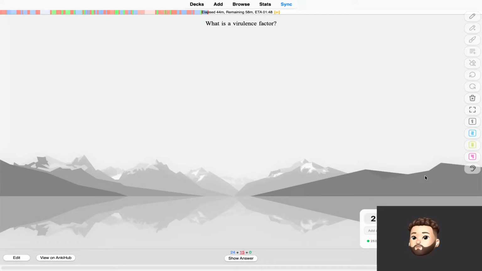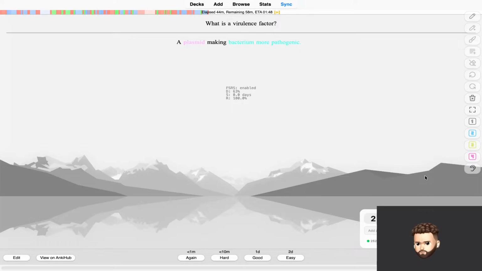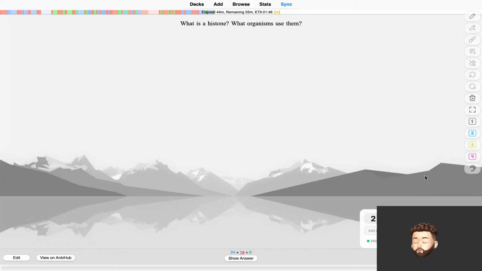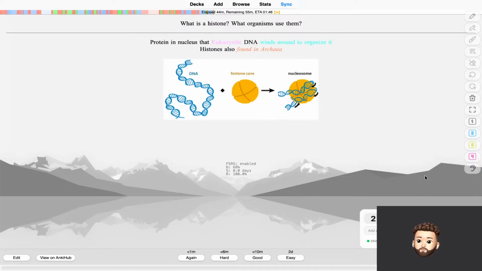What is a virulence factor? It is a plasmid that makes a bacterium more pathogenic. What is a histone? It is a structure around which DNA wraps itself to organize itself. Eukaryotes and archaea use them. It's a protein in the nucleus. Okay.